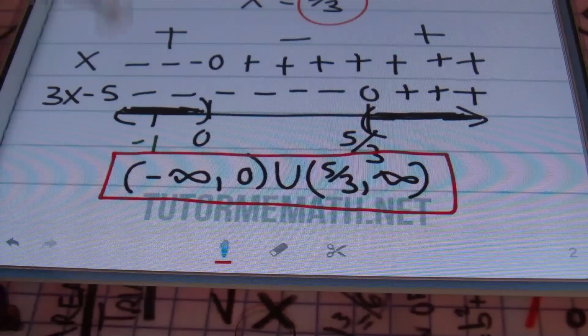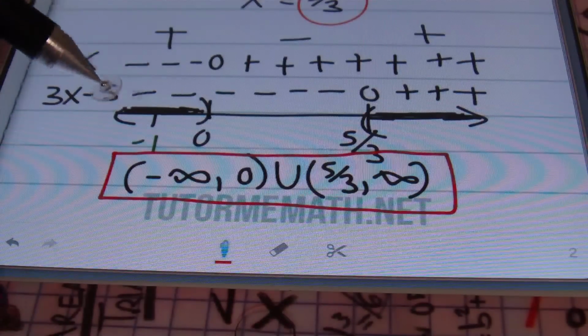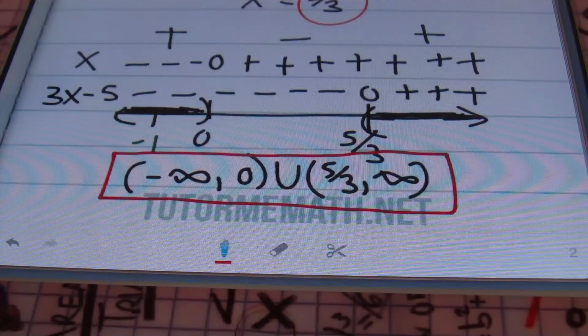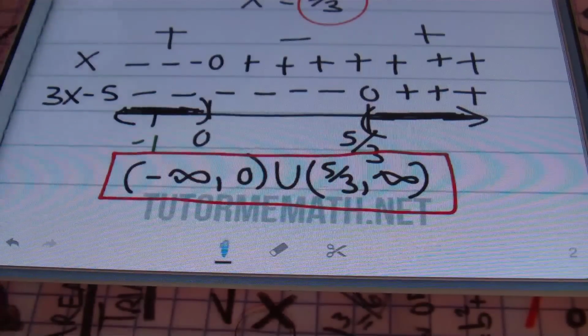So that's the solution. Negative infinity to 0, union 5/3 to positive infinity, because we have a positive region here to the left of 0, and we have a positive region to the right of 5/3. And that's that for problem number 2. There you have it. Let's move on.